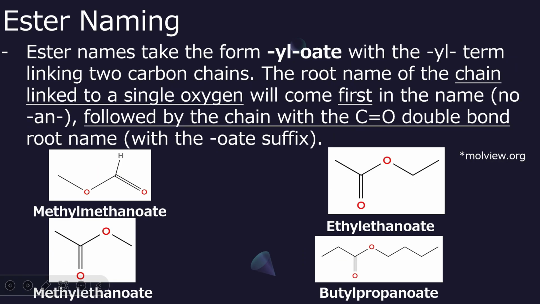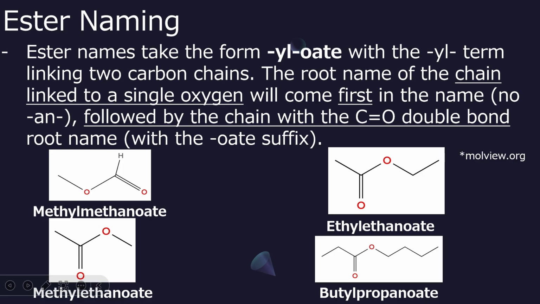All right, that brings us to esters. Slightly more complicated. Esters have the C double bond O and CO groups. So esters take the form, ester names take the form something yl, something oate. So the yl term links 2 carbon chains, very similar to what we just discussed with ethers. Now, the root name of the chain linked to a single oxygen will come first. Okay, so there will be some chain that links to only one oxygen in your ester. That is going to come first before the yl term.